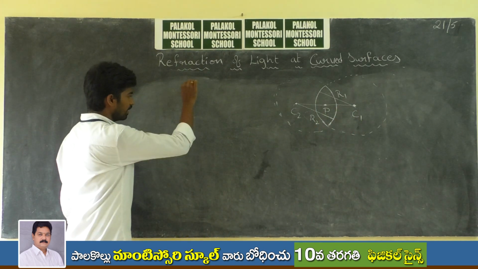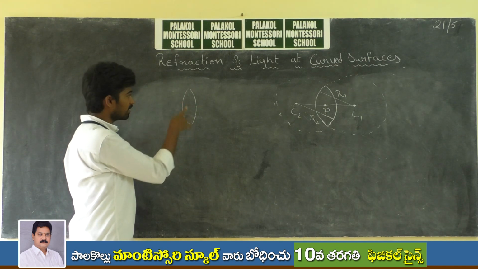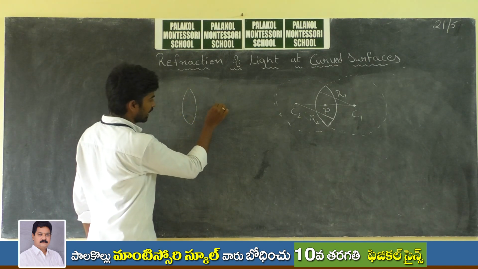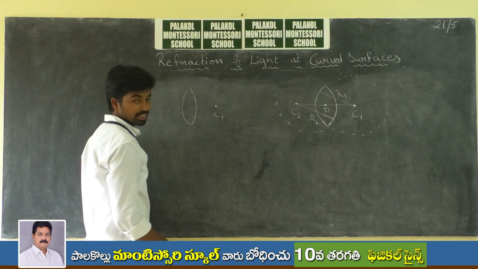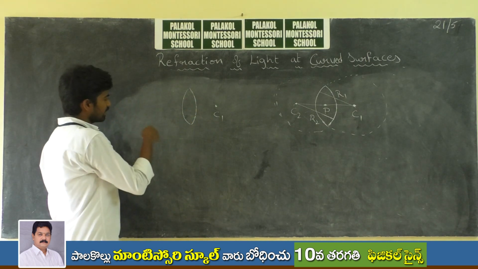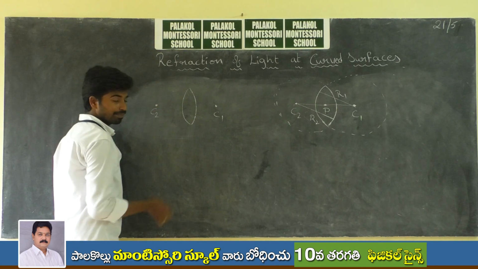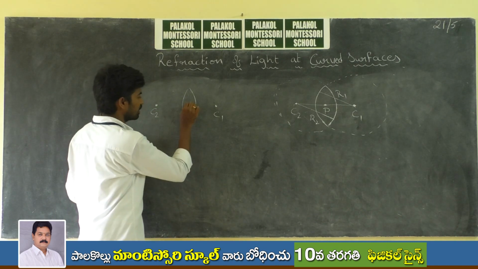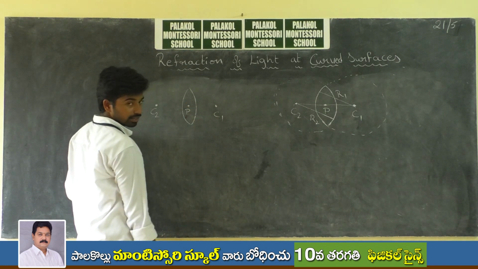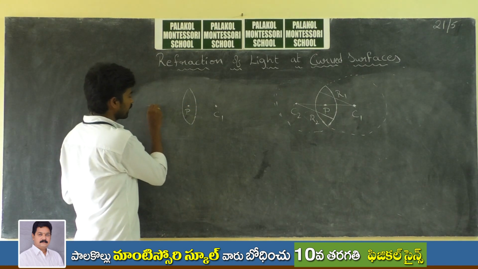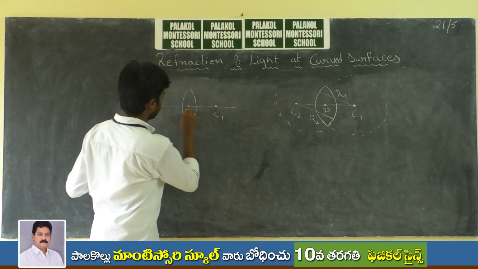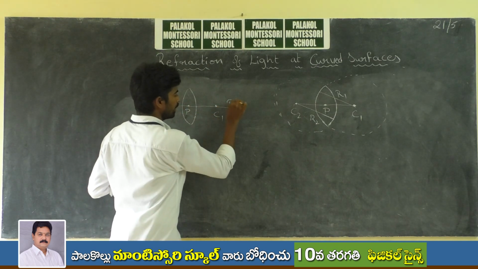If I consider a convex lens, the first surface center of curvature will be here, and it is denoted as C1. The center of curvature of the second surface lies in the left hand section of the lens. It is denoted with C2. Then the midpoint of the lens is denoted with P, and the line joining the centers of curvature and the pole is called the principal axis.